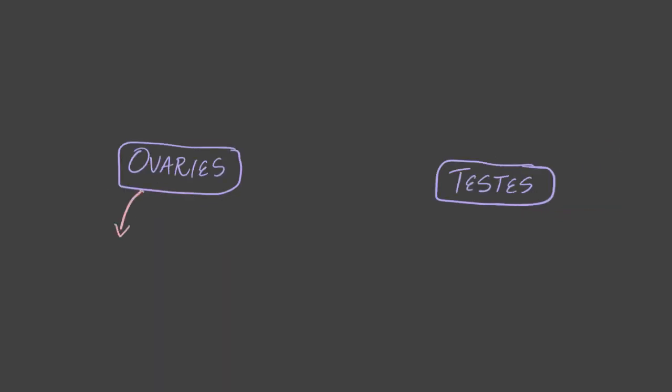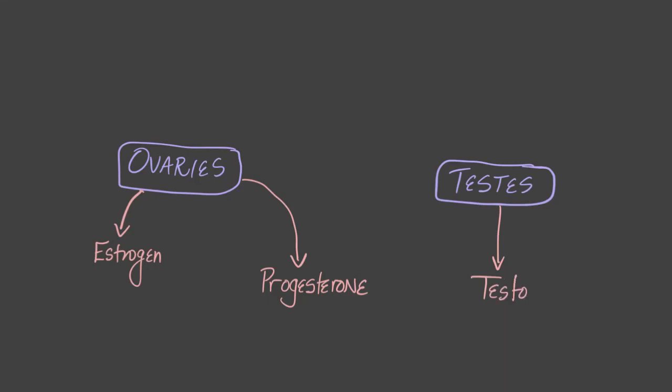Now let's take a look at two more endocrine glands, ovaries and testes. Ovaries in females produce two hormones, estrogen and progesterone. Testes in males produce testosterone. All these three hormones are steroid hormones. The target organs for estrogen is most organs in the body. For progesterone, the target organ is the uterus. For testosterone, the target organ is most organs in the body.